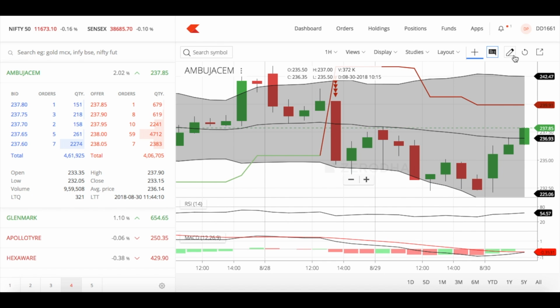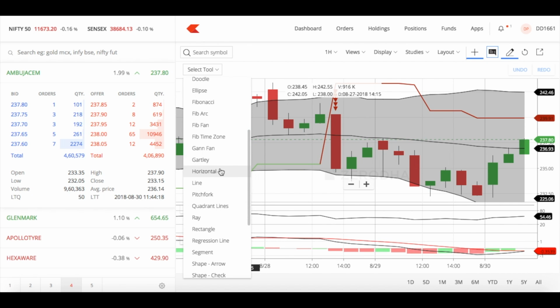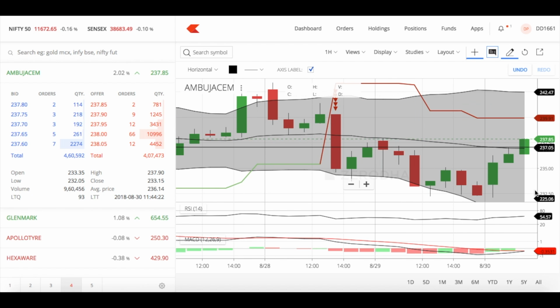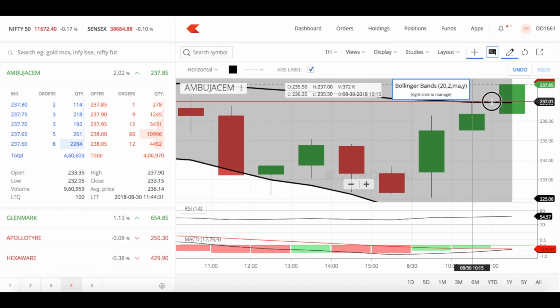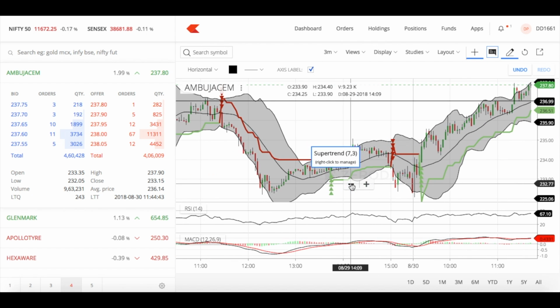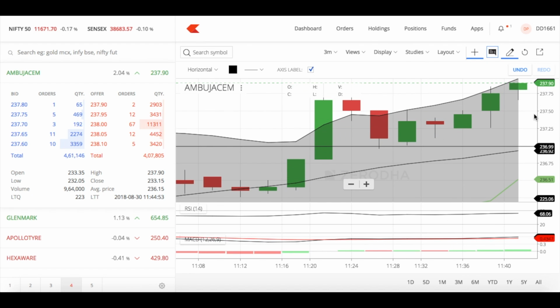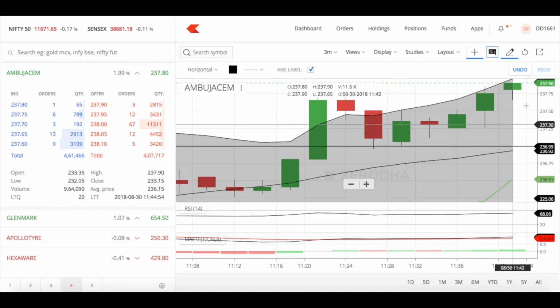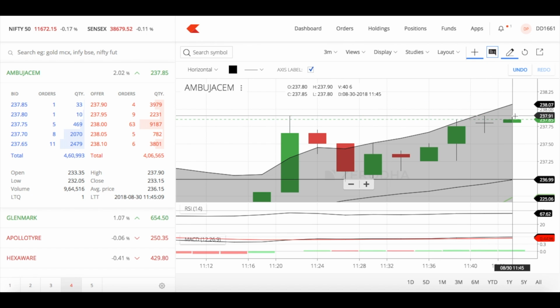I will just draw and keep this line so that I don't forget later while looking into other stocks. 237 is this, okay. Let me just go to the 3 minutes chart. This line. See a lot of resistance in this particular area.